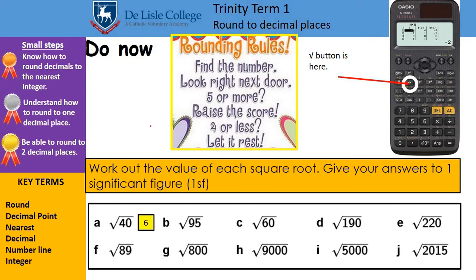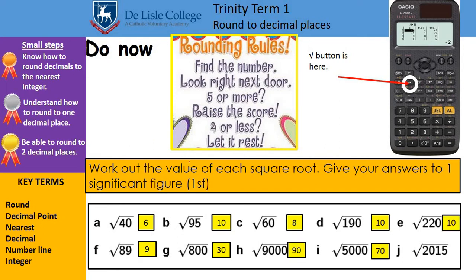Right, lovely. Okay, so the answers you should have are 6, 10, 8, 10, 10, 9, 30, 90, 70 and 40. Okay, so just recapping rounding to one significant figure as we did last lesson.